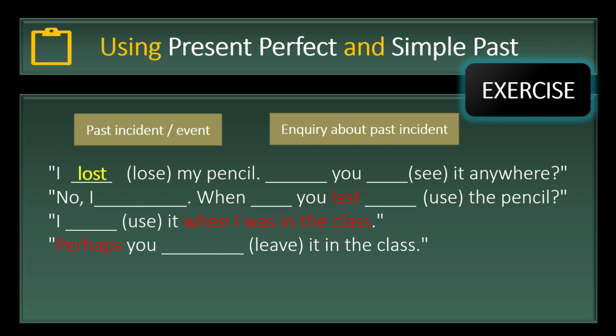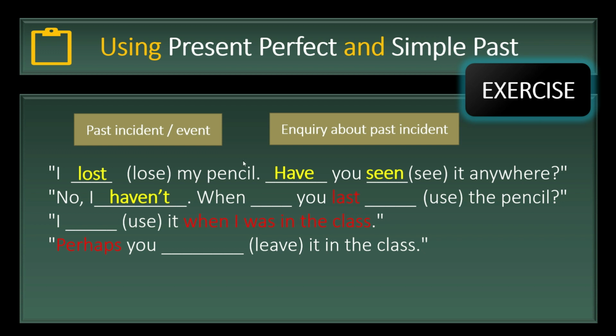Simple past. And what about a present inquiry about the past incident? It should be in present perfect tense. So, have you seen it anywhere? Have you seen it anywhere? This is a question, so we used helping verb at the beginning and then the subject and then the third form of the verb. Since the question is in present perfect tense, the answer should be in the same tense. Can you guess? No, I have not. No, I haven't. You can say the short one or the usual one. No, I have not. No, I haven't.